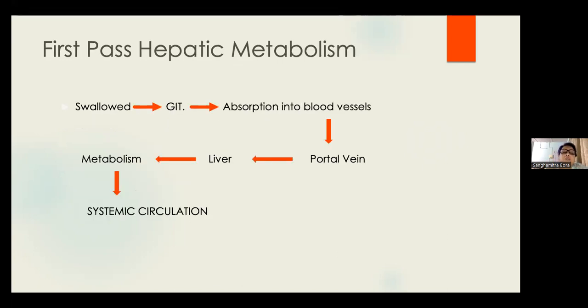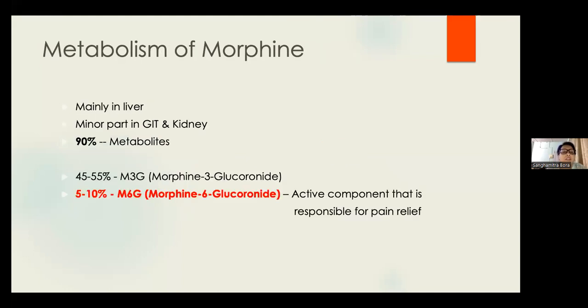It passes through hepatic metabolism, and that is the first pass metabolism. It is swallowed, goes to the GIT. In the upper bowel, it's absorbed into the blood vessels and then goes through the portal vein to the liver. In the liver, which is the main site of metabolism, it is broken down into its metabolites, and then these metabolites are taken to the systemic circulation.